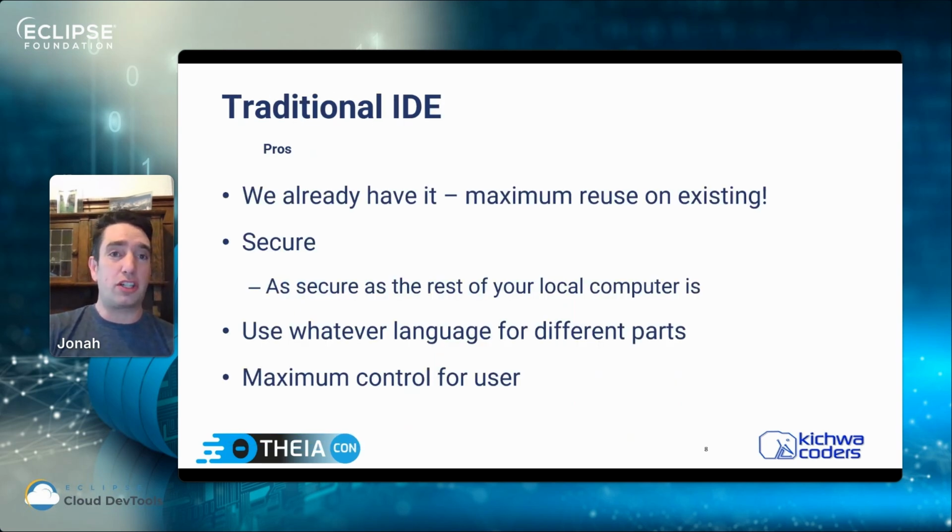So there's a big pro of a traditional IDE. If you're an ISV or an embedded company, the big advantage of a traditional IDE is we have it already. Absolute maximum reuse. It's pretty secure because it's as secure as the rest of your computer is. We'll talk more about security as we go through the presentation. It has a big advantage that you can use whatever language you want for different parts. You want to write your GDB server in one language and your IDE in a different language. You can do that quite straightforwardly. And it provides absolute maximum control for the user. The user gets to choose exactly which parts they have from where.